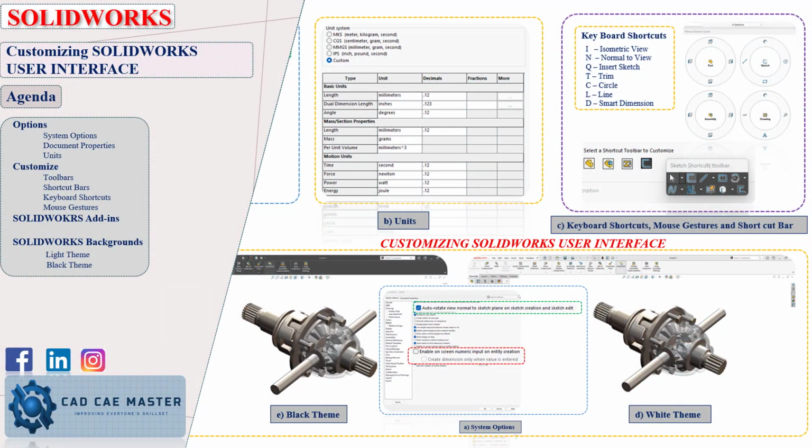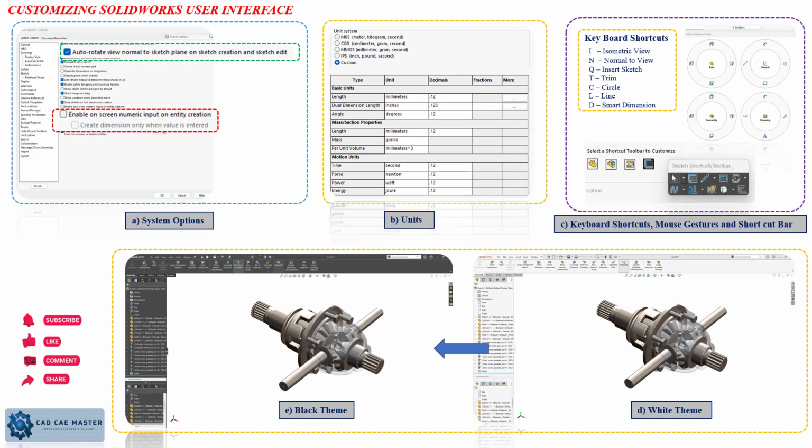Here we'll be dealing with customizing our SolidWorks user interface. You could see the agenda. We'll go through the system options. We'll also see how we can set up our unit systems. And in the customization, we'll go through these shortcut bars, keyboard shortcuts, mouse gestures. And finally, we'll see the background themes which are available for SolidWorks.